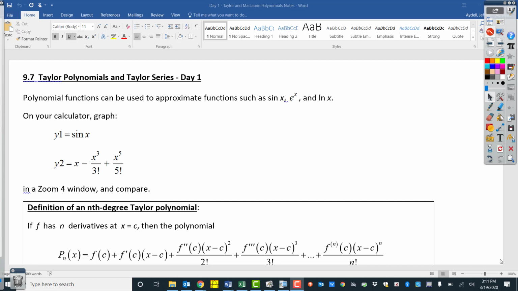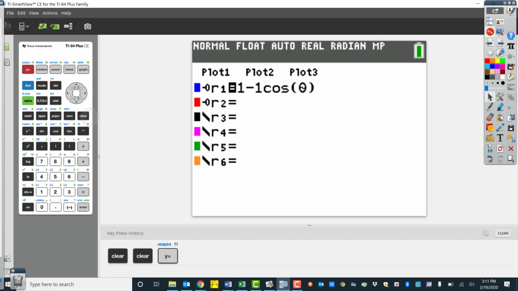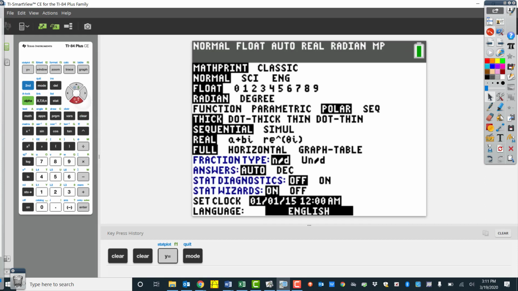Okay, so today we're starting with Taylor Polynomials and Taylor Series. We're going to start with this by looking at two functions on our calculators. So if you have your calculator at home, you can look at it yourself, or you can look at it with me. Give me a second while I change this back to a normal function.